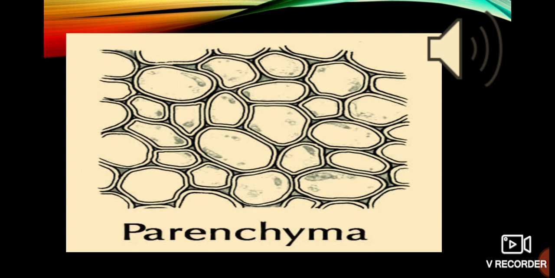So these parenchyma tissues have air spaces in between them through which air can pass, and this is how the plants remain floating in the water. They provide them buoyancy. This is known as buoyancy. When something is not getting submerged inside the water, instead it is floating, that is known as buoyancy.